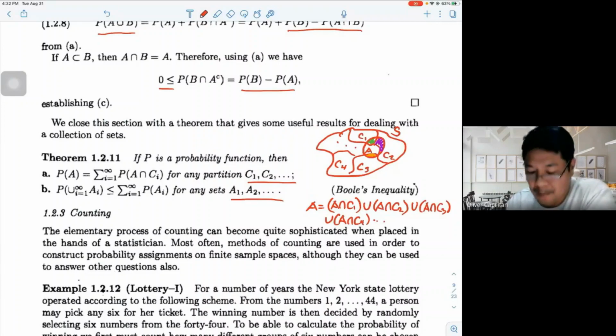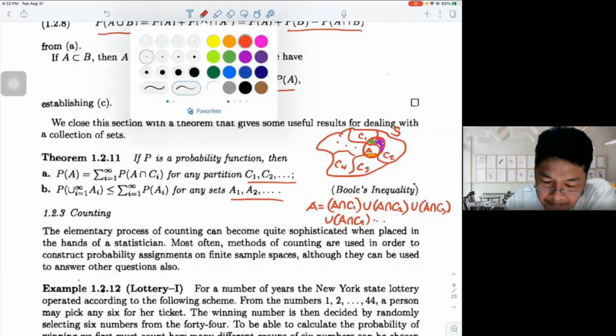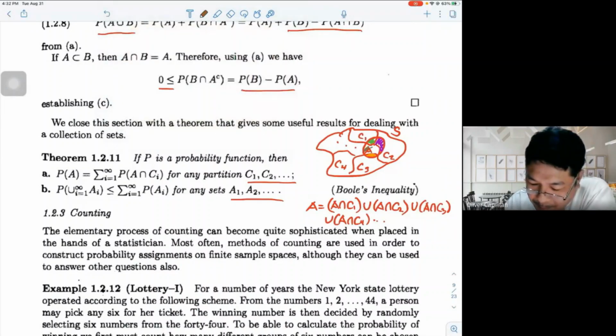Okay, so if you see the shaded parts here, the green, the violet, the orange, the brown, the regions are disjoint. And this is why we can take the probability of A here to be the infinite summation of the probability of A intersection C sub i from 1 up to infinity.